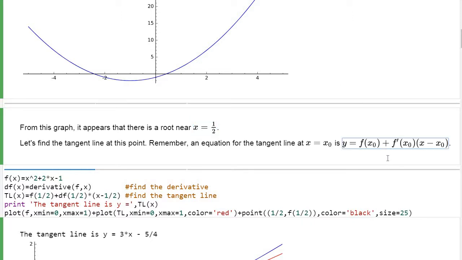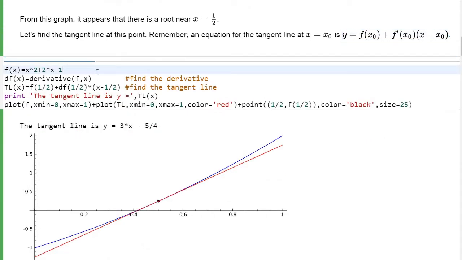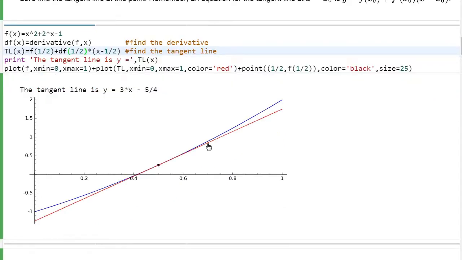Here's the formula for our tangent line. So x sub 0 in this example will be 1/2, and we'll calculate the function value there, calculate the slope from the derivative, and then just plug them in. So here are the calculations in Sage. There's the definition of the function f. Then I calculated the derivative. Then I found the tangent line. It's just this formula up here with 1/2 in the place of x sub 0. And f prime I called df as I normally do. That's the derivative. Here's the answer. I had it printed out. That's the tangent line. And here's the graph.